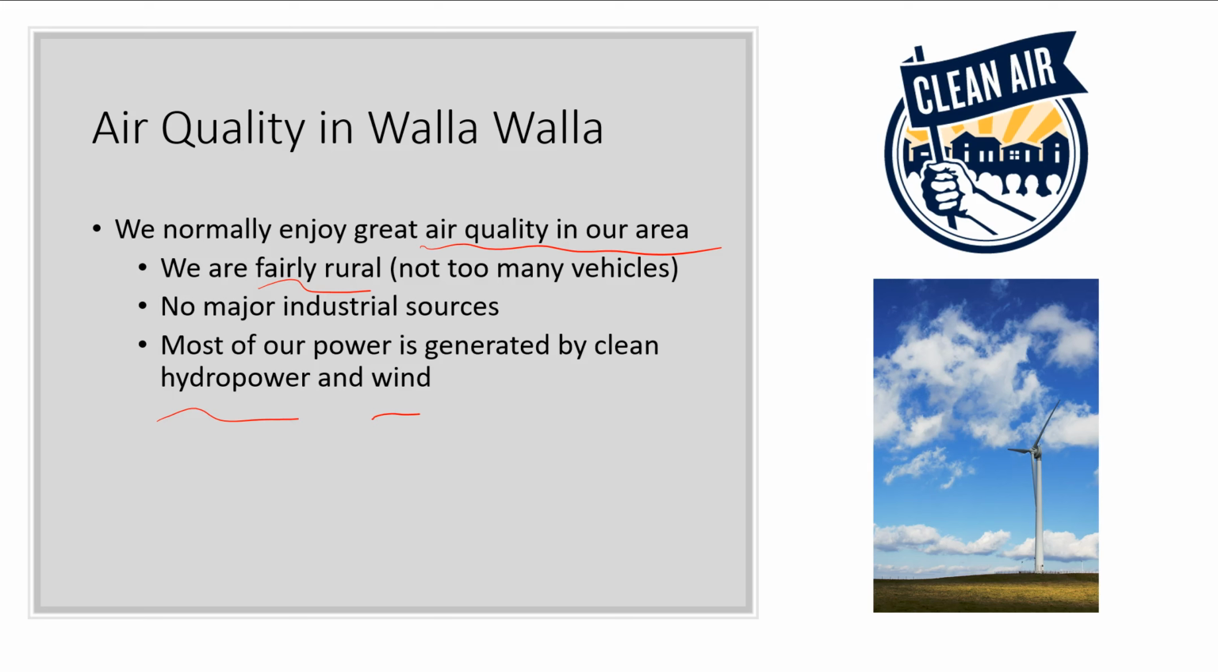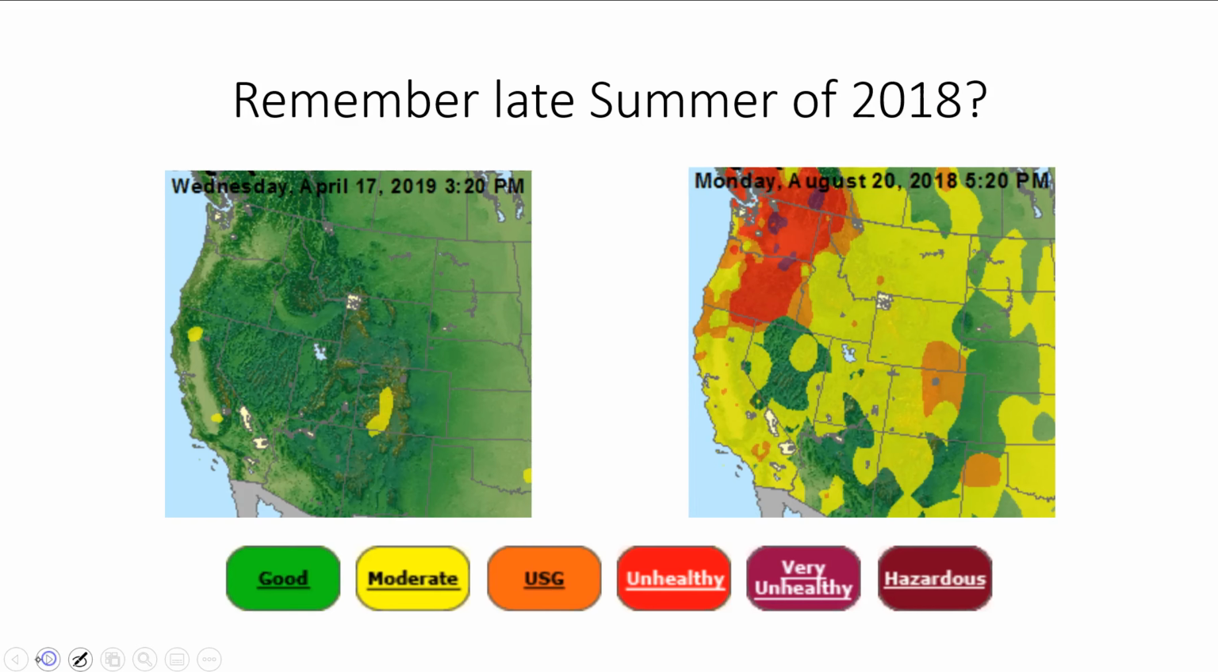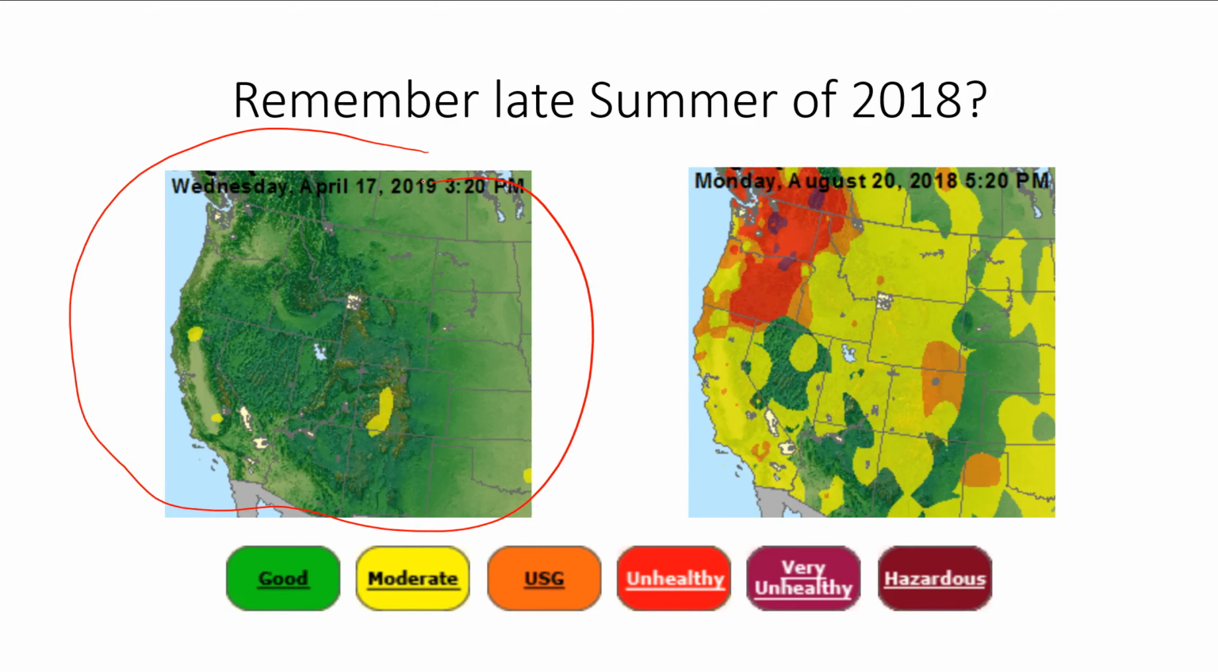But we don't always enjoy really good air quality in Walla Walla. This is kind of normal, especially in the springtime. Granted, there is a lot of pollen in the air, which can be problematic for those of you with allergies, and pollen actually is considered an air pollutant. But by and large, we're pretty lucky in our area to enjoy some good air quality, and that's the case in much of the western U.S. Southern California might be an example where they often don't have great air quality.